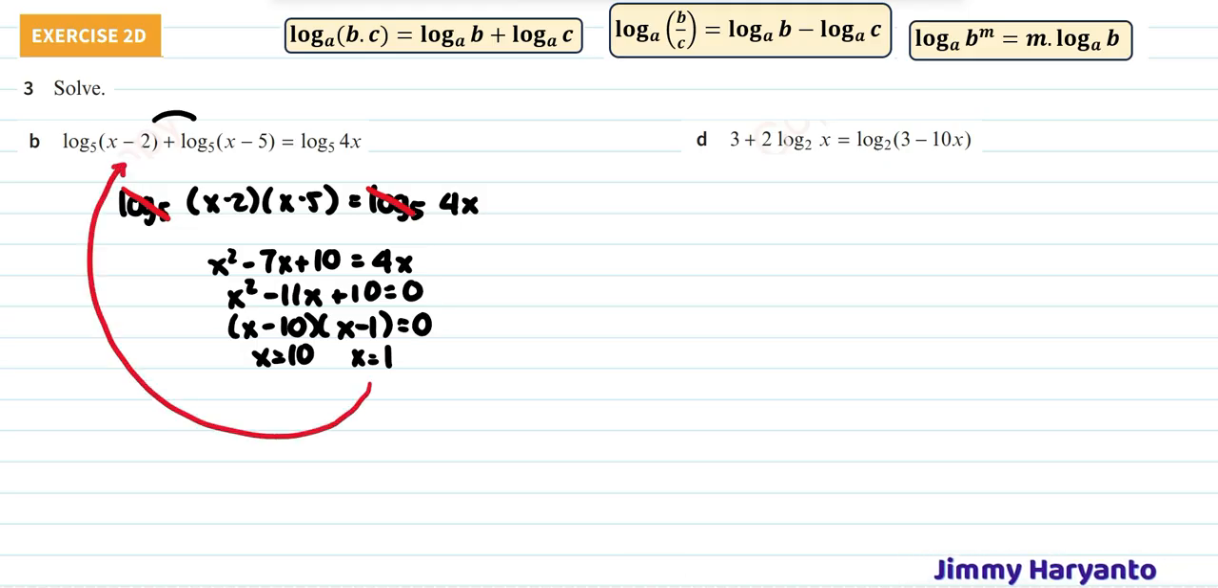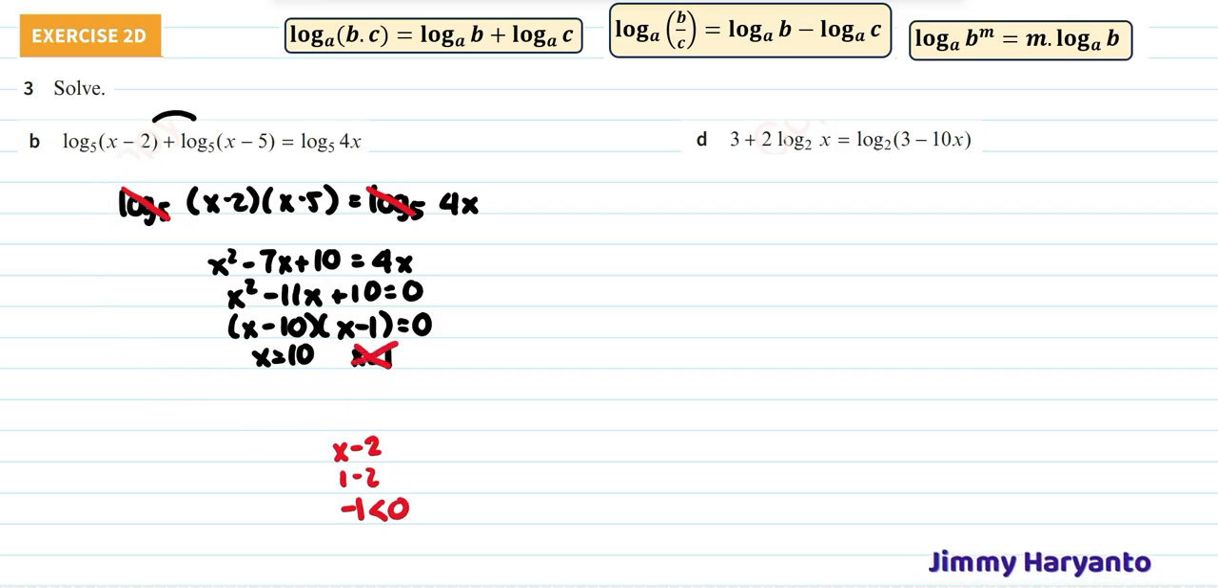For the 1, I think it is not valid, because when you insert it into that logarithm, you'll have 1 minus 2, right? 1 minus 2 equals negative 1, and negative 1 is less than 0. It has to be greater than 0, cannot be less than 0 or 0. That means you have to reject this one. For the 10, it's safe, I think, so the answer for this one is 10.